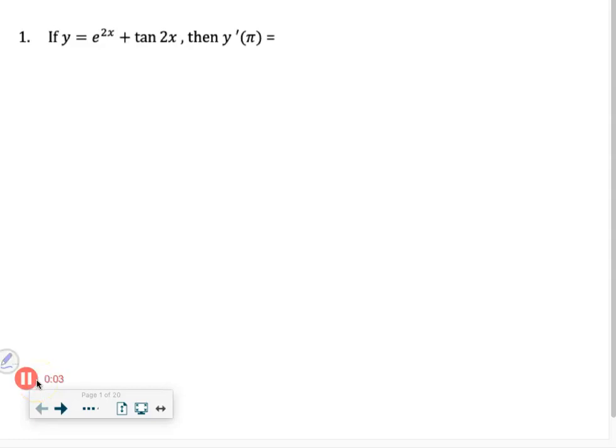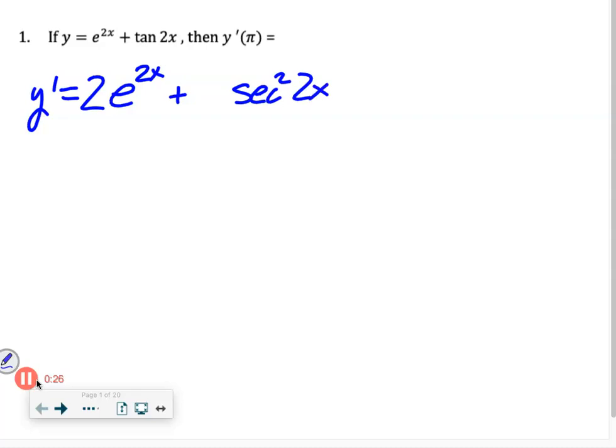Questions? First one, e to the 2x plus tan 2x, you're finding y prime. This is a chain rule problem. The derivative of e to the 2x is e to the 2x times 2, derivative of the guts, plus the derivative of tangent, which is secant squared. So we get secant squared 2x times 2, again, d guts. So you have to remember to multiply by the derivative of your argument.